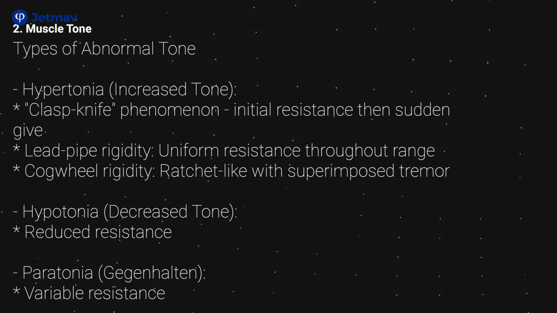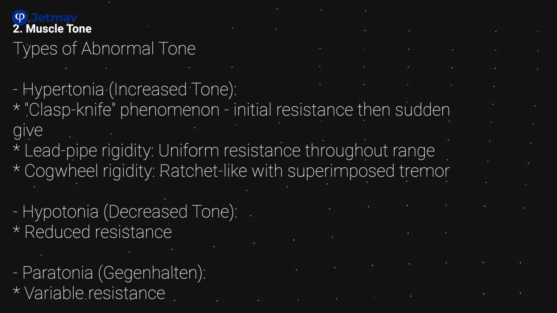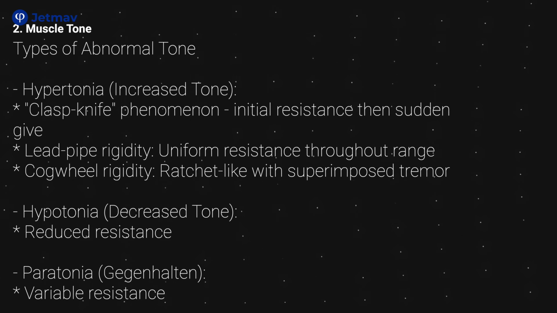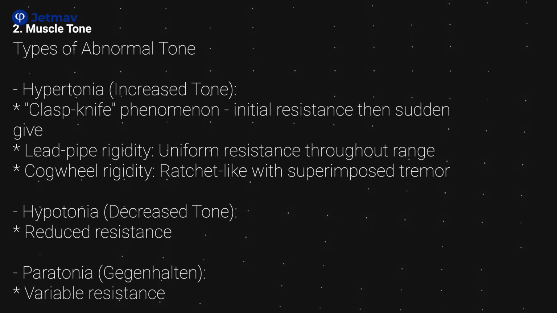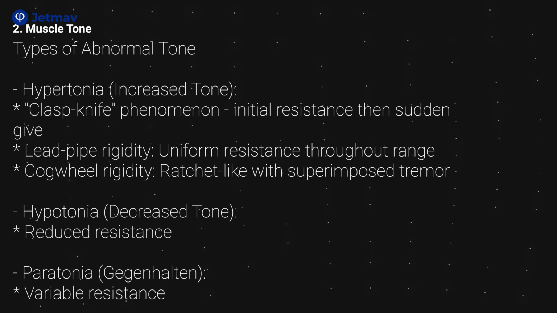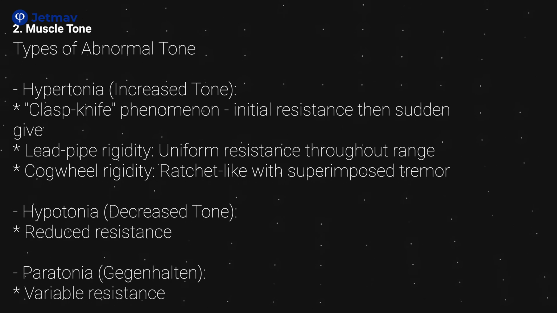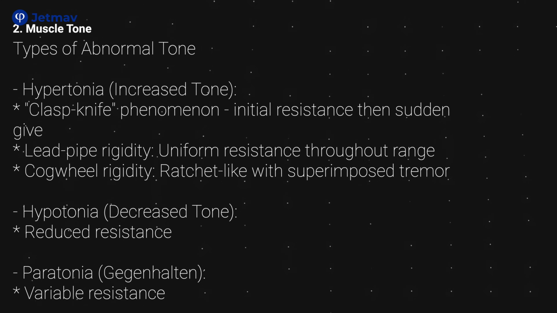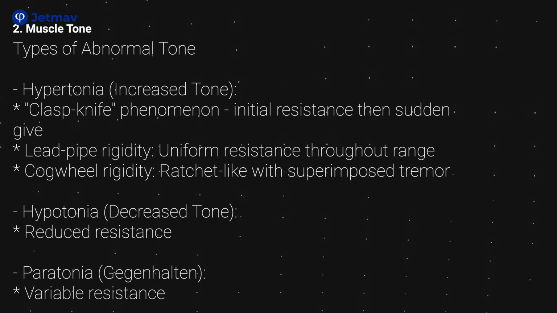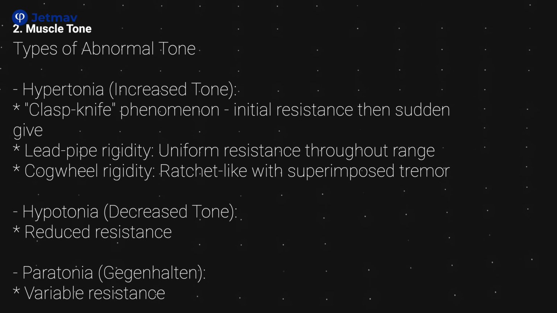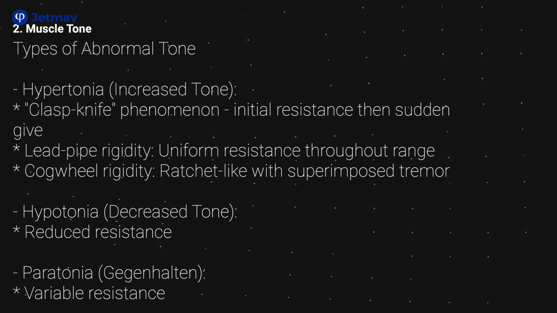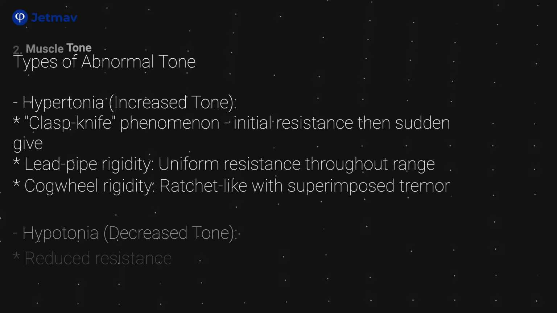Now, under hypertonia, there are different types of hypertonia. We have what we call the clasp knife hypertonia, where there will be initial resistance, then there will be a certain give. We also have what we call the lead pipe rigidity, where there will be uniform resistance throughout the range. Then we also have what we call the cogwheel rigidity, where there will be resistance and give, something like a ratchet-like with superimposed tremor. So that is the cogwheel rigidity. So like I said, we have the hypertonia, which includes the clasp knife, the lead pipe, and the cogwheel rigidities. Then we also have what we call the hypotonia. We also have the paratonia, where there will be variable resistance.